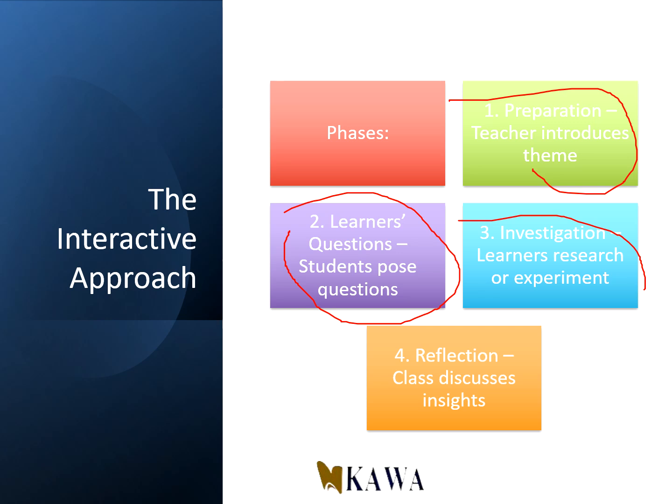So for the learners' questions, here learners take charge by asking some questions. For instance, they might ask, why did Uganda want independence? How did the ordinary people participate in the struggle? Or what were the challenges after independence? So this phase ensures learners' curiosity drives the lesson, not just the teacher's plan. Then we also have investigation.